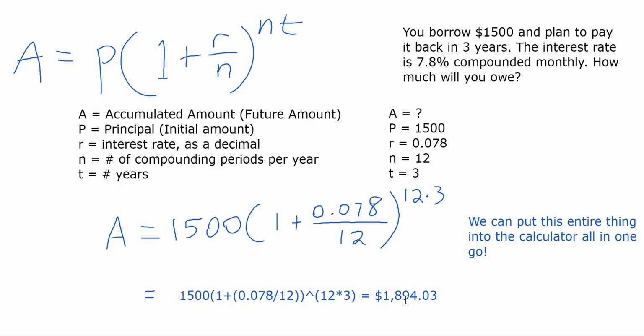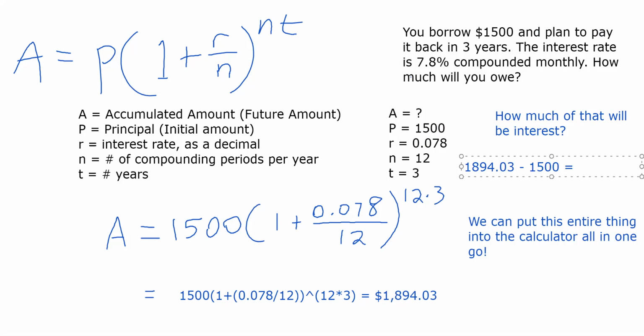Okay, great question. So basically, hopefully you're getting the 1894.03. So in 3 years, you're going to owe $1,894.03. How much of that will be interest? Well, that should be fairly logical. We have to give 1894.03. We initially only were borrowing $1,500, so that means $394.03 of that is going to be actually interest. The other 1,500 of it is just going to be me repaying my loan.